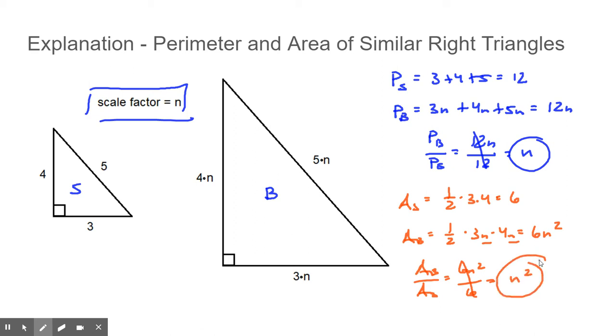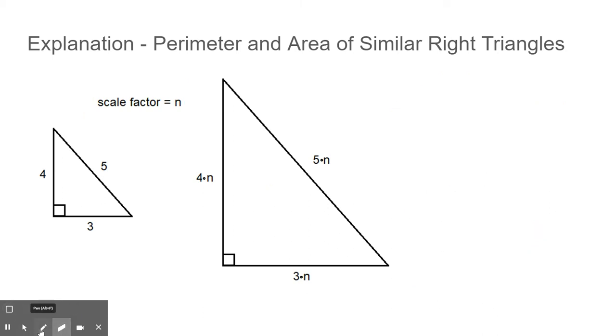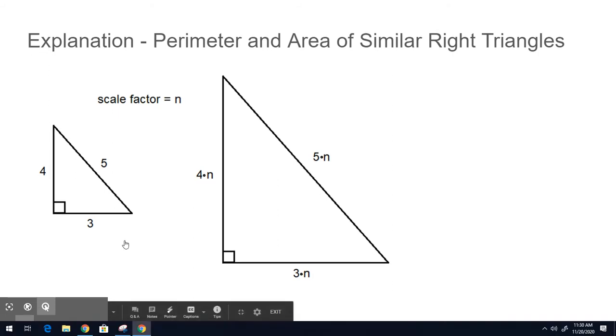So again, the reason that the ratios are the way they are is that perimeter is addition, one-dimensional, versus area, which is multiplication, two-dimensional, n squared. All right, so let's take a look at some questions on Edgenuity. Again, these are pretty quick, as long as you understand the scale factor and your proportional reasoning.